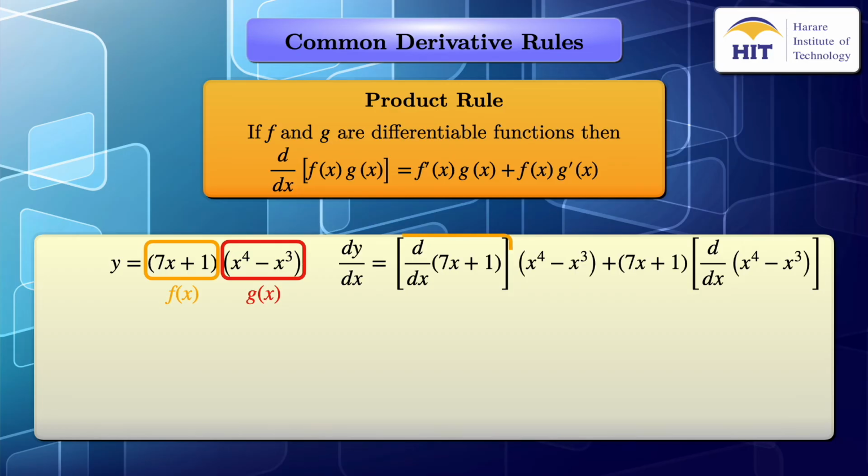We then go on and look at this part here, the derivative of 7x plus 1. The derivative of 7x plus 1 gives us a 7. So we just remain with the 7 multiplying this part here. So we have 7 multiplied by x to the power 4 minus x to the power 3. Now we go on and look at this derivative here, x to the power 4 minus x to the power 3. We use the power rule there. It will give us 4x cubed minus 3x squared. So our expression becomes plus 7x plus 1 multiplied by 4x to the power 3 minus 3x squared. So that's our derivative using the product rule.